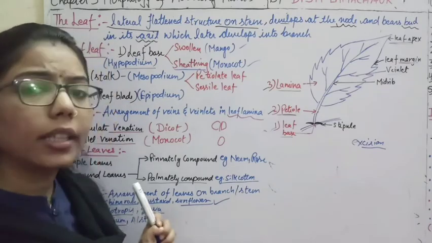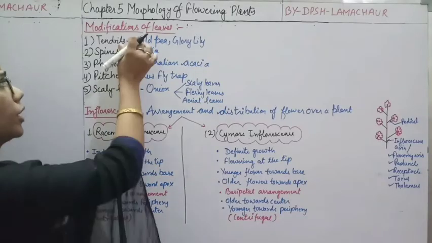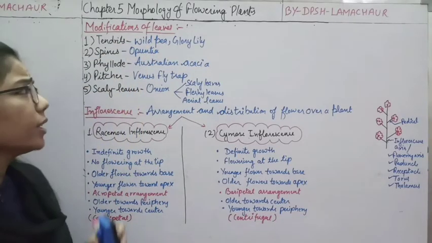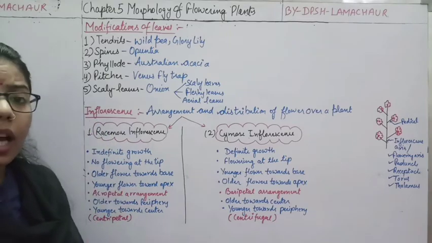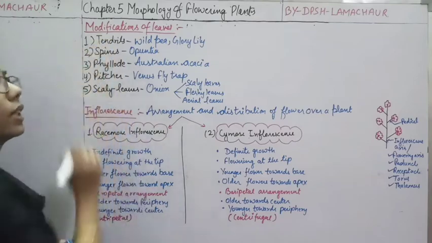So we will study the next one, that is modification. Now another one is a modification of leaf. What is the meaning of this modification? That is how the leaf will transform into some other structure. The first one is leaf tendrils.